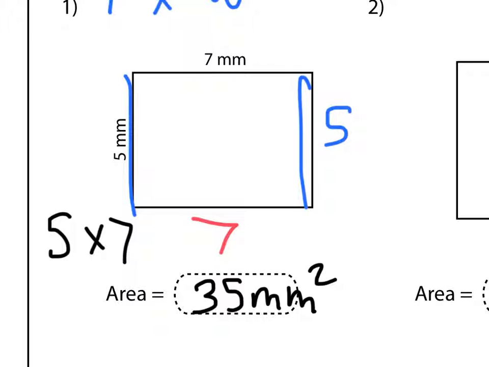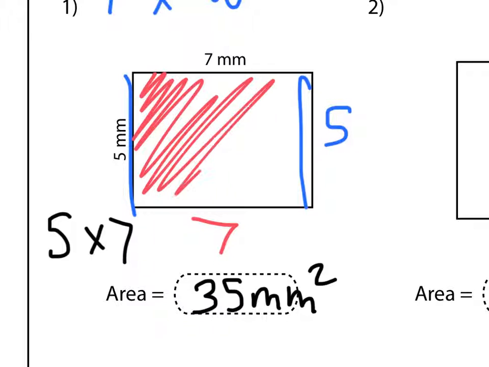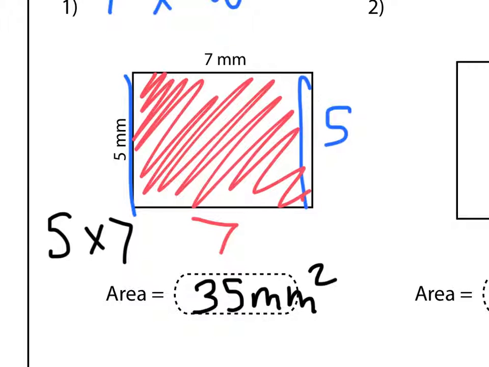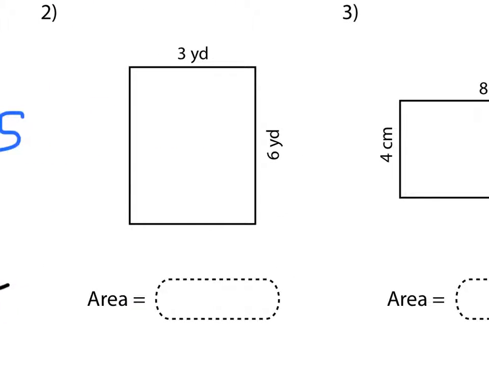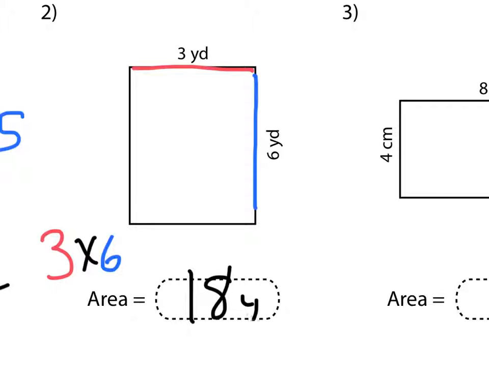It's going to be millimeters squared, because area is a surface. So this whole area right here is what we just calculated. This is 35 millimeters squared. Let's do another one. Here we have another rectangle, and I can see that we've got 3, which is going to be the width, and I can see that we have the length, which is 6. So what we're going to do is multiply 3 times 6 to get the area, and 3 times 6, of course, is 18, and these are yards squared.